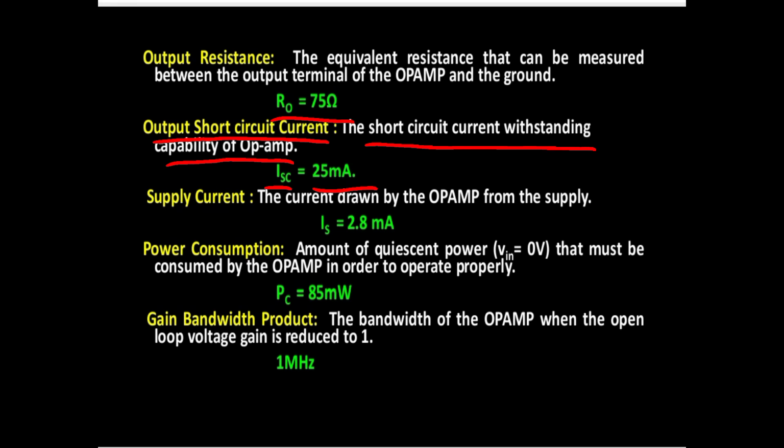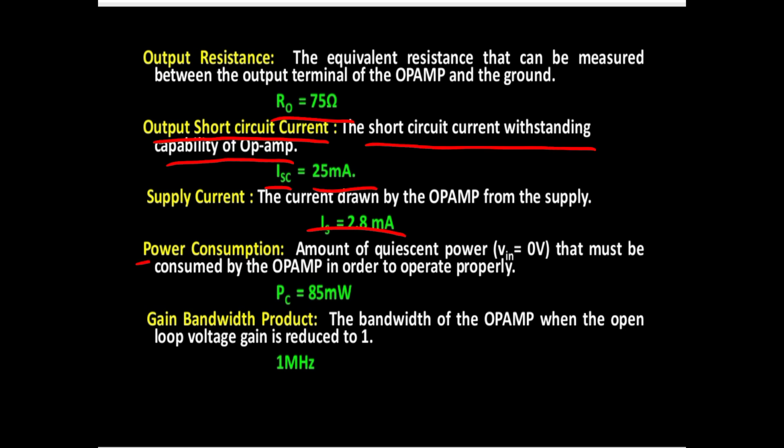Now let's see what is supply current. Supply current is nothing but the current which is supplied to the op amp for operating. How much current is drawn by the op amp from the supply is known as supply current, and the supply current is denoted as IS. Here IS equal to 2.8 milliamperes.